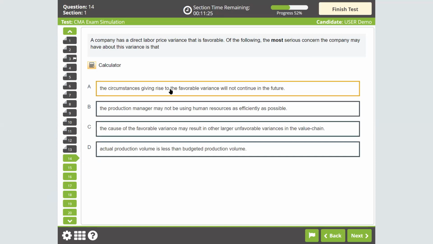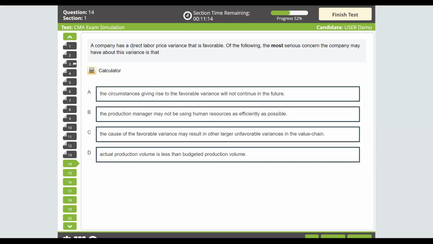Yeah, question number 14. A company, let me do this and annotate. Okay. A company has a direct labor variance that is favorable. Okay, so direct labor variance is favorable. Of the following, the most serious concern the company may have about this variance is. All right, so I'm going to try and answer this before I see the answer choices. Okay, so the direct labor variance is favorable.